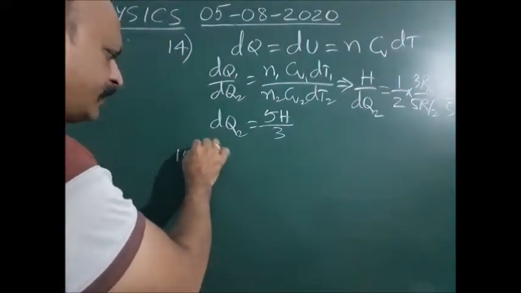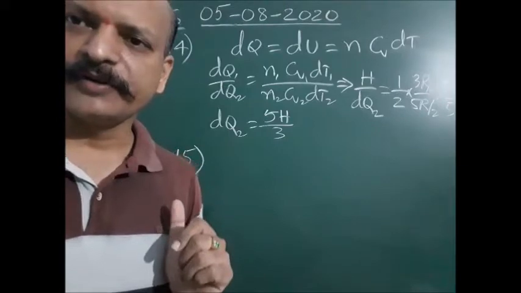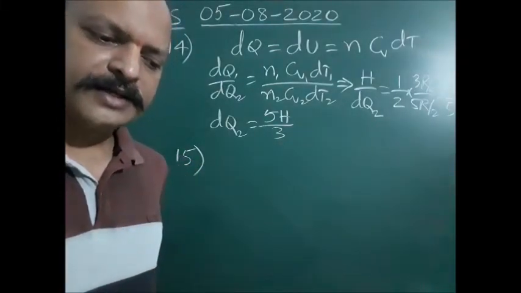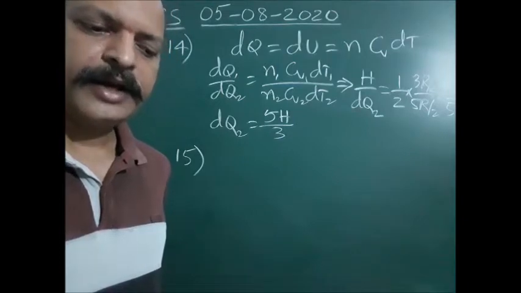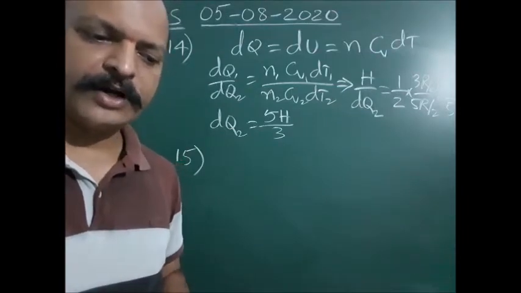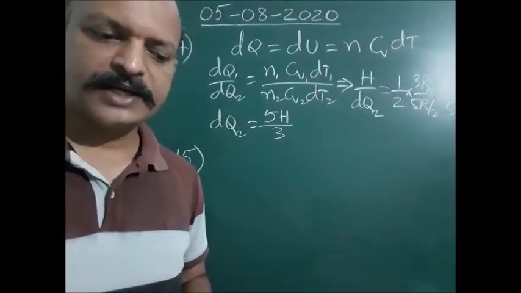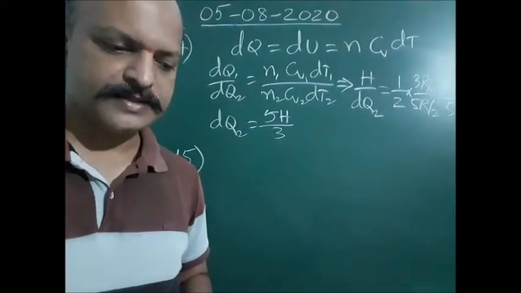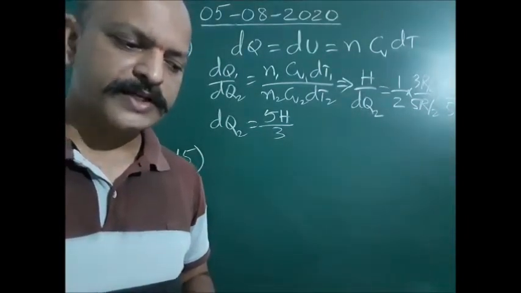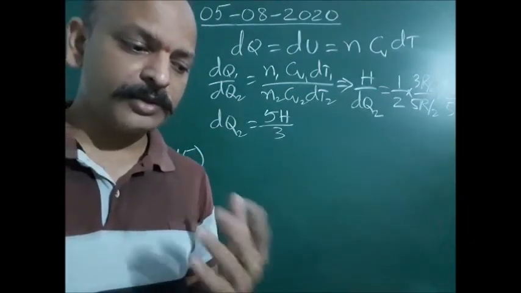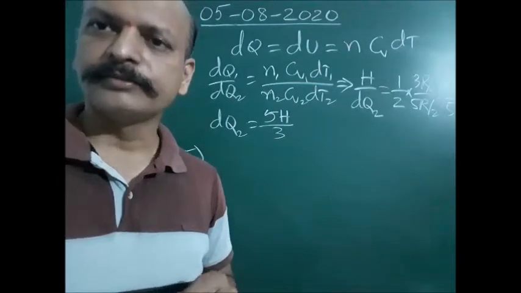Next, question number 15. Let us see question number 15. That is, half mole of helium gas is contained in a container at STP. The heat energy needed to double the pressure of the gas, keeping the volume constant. Specific heat of the gas is 3 joule per gram per Kelvin, is. So that is here, energy required to double the pressure at constant volume.